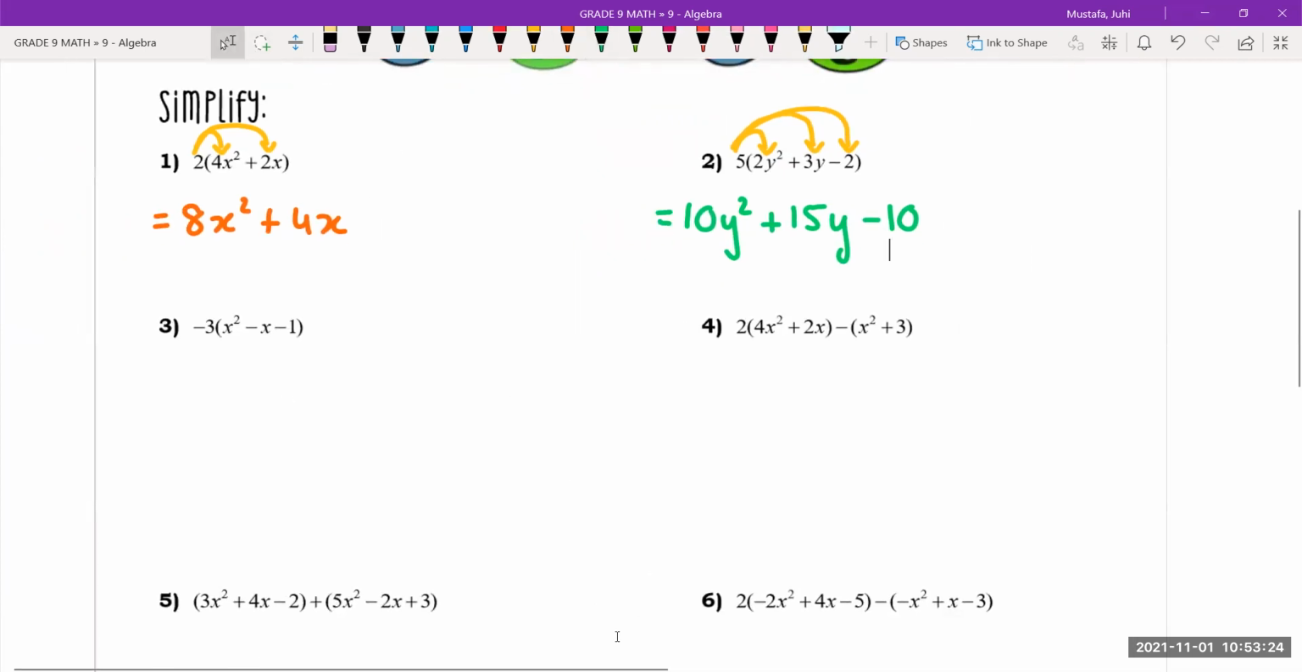I think I'm going to lose my Zoom because it seemed like it was glitching a little bit. Let's see if it stays on.